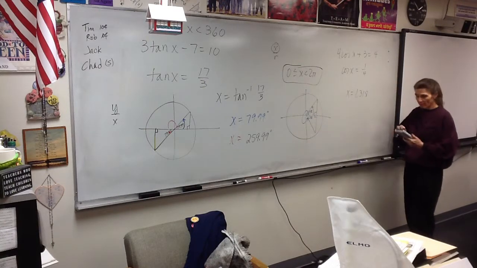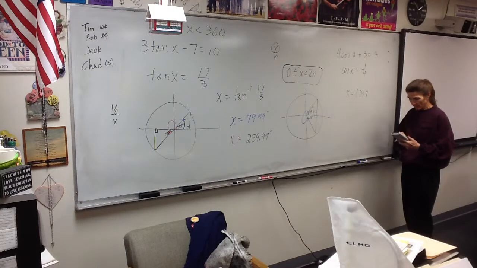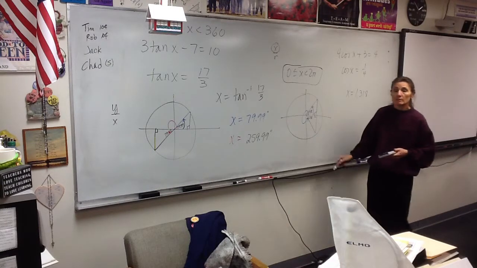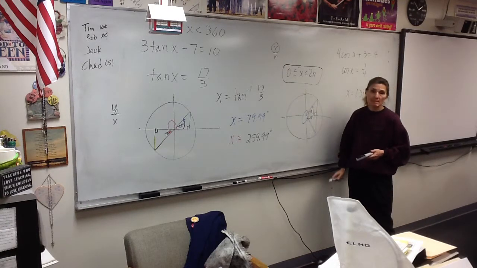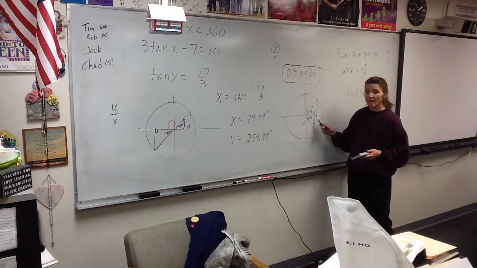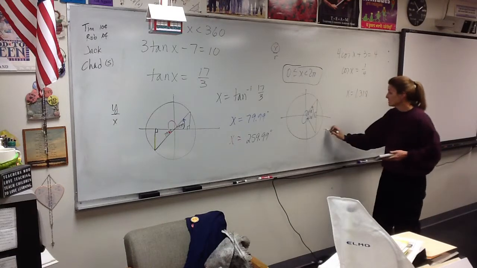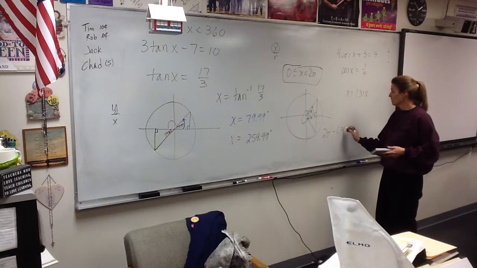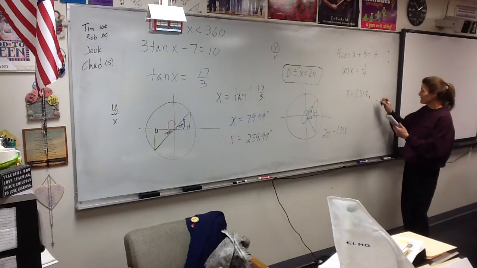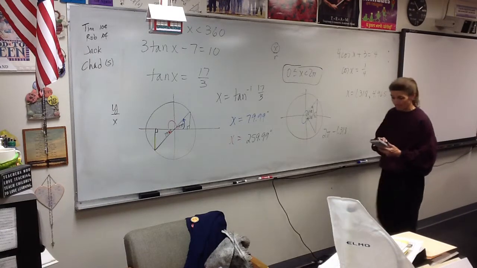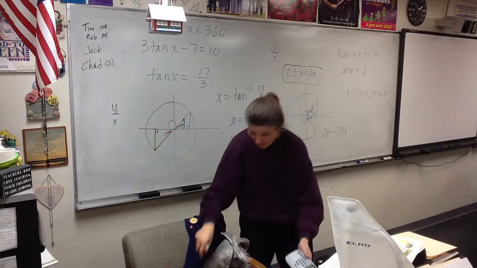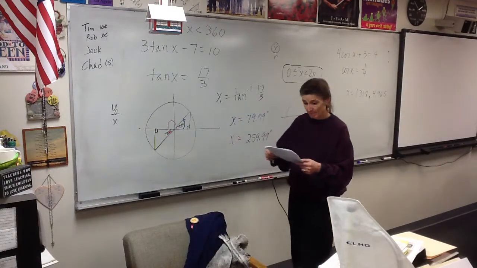Now, how are we going to find that angle? Well, if I were in degrees, I would take 360 minus that, wouldn't I? But I'm not in degrees, I'm in radians, so I'm going to have to take 2 pi minus 1.318. 2 pi minus 1.318. And that will give me my second angle, which is 4.965.